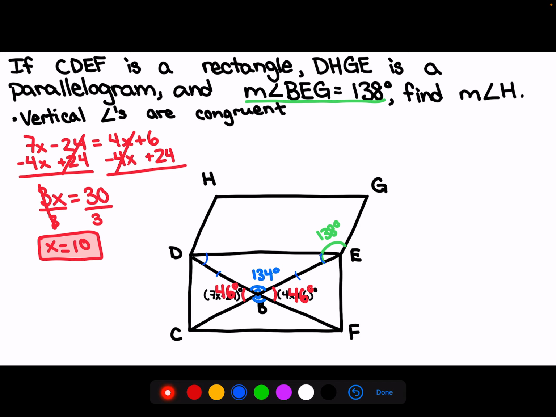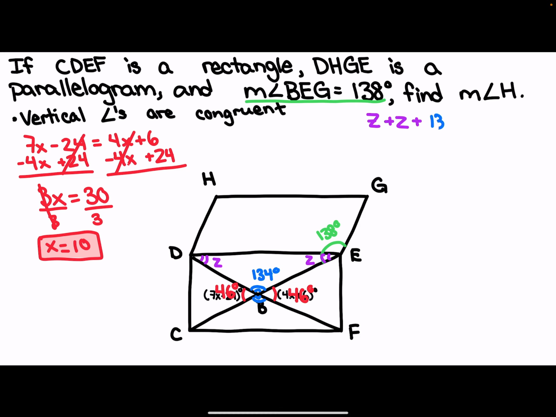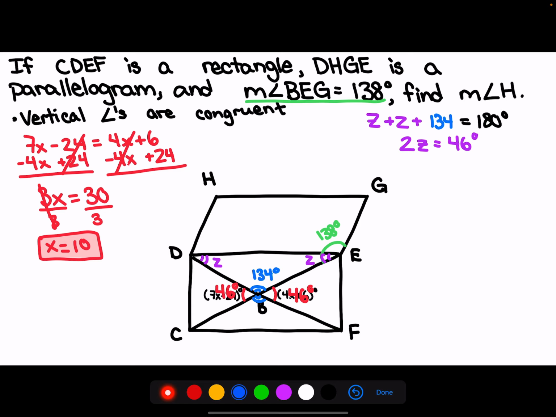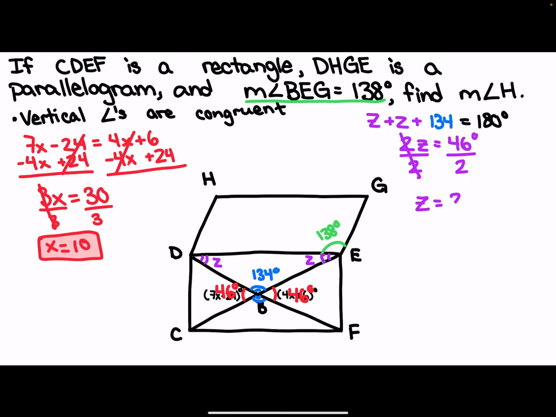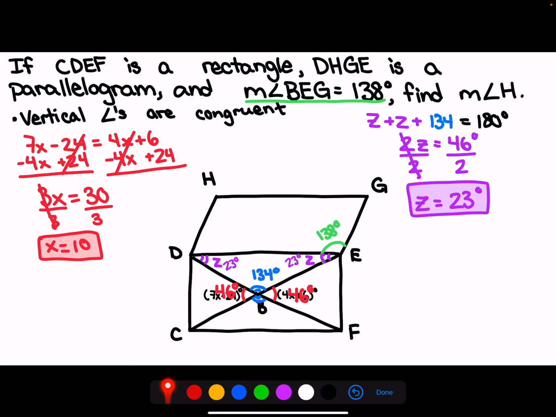So therefore, we can go ahead and set up an equation. I'm going to call both those base angles z. So I'm going to have 2z plus 134 equals 180 degrees. Combining like terms gives me 2z equals 46. When I divide both sides by 2, we'll get z is equal to 23 degrees. So both purple angles are 23.